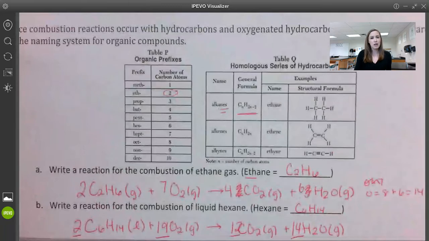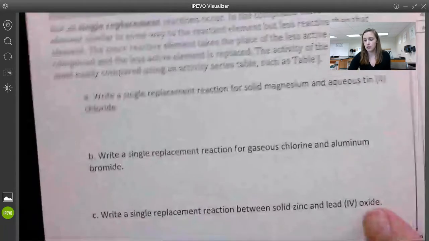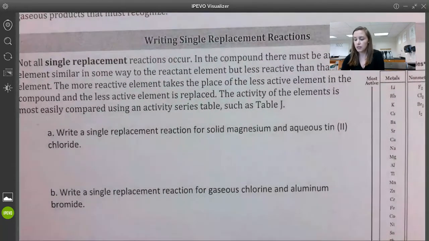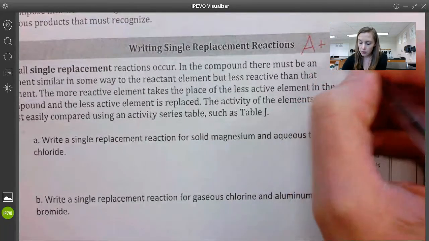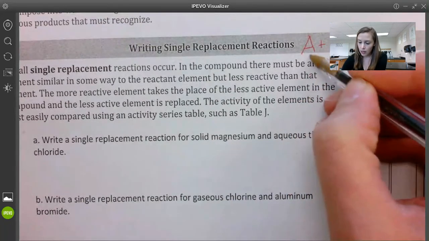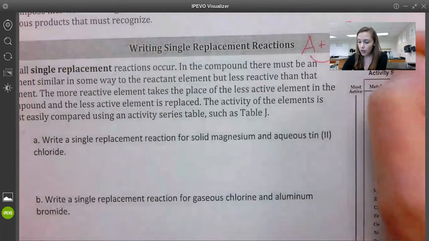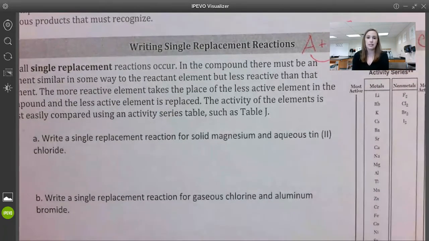All right, so now we're going to jump back and look at our single replacement reactions. If you remember from the summer assignment, with a single replacement reaction, you can think of it as you have an element and a compound. An element's going to come in and kick out one of the components of the compound, so that in this case, B would be by itself, and now A has been bonded to C.